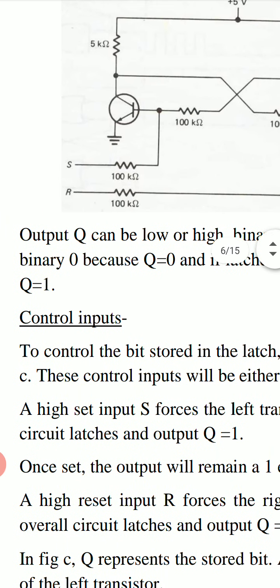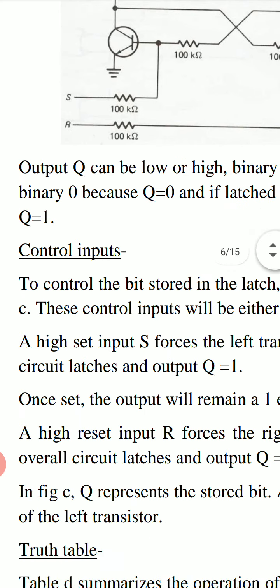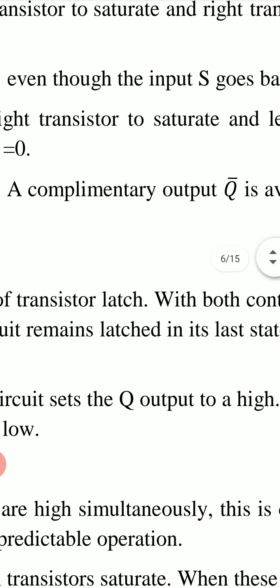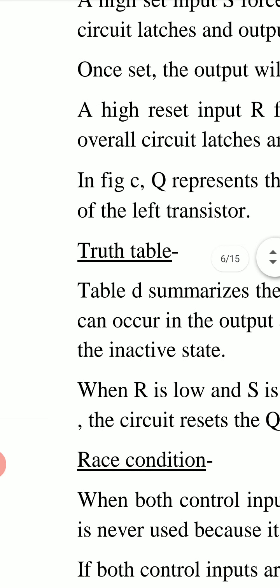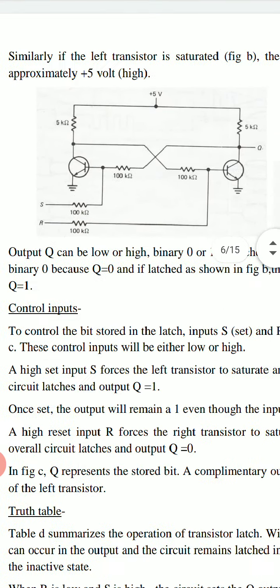To set, we have to put S equal to 1, that is high, and for reset we have to put R equal to 1, R high. In figure C, Q represents the stored bit. A complementary output Q bar is available from the collector of the left transistor. This output Q we obtain here is at the collector of the right transistor.